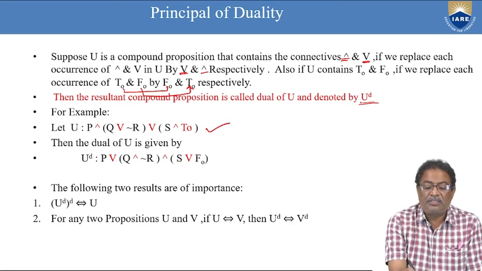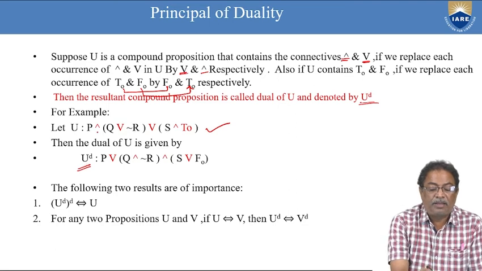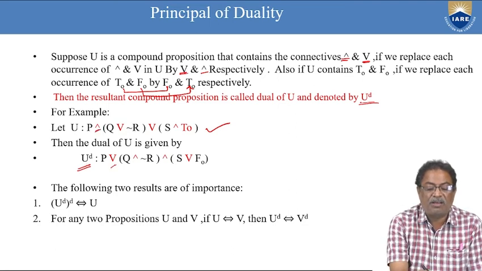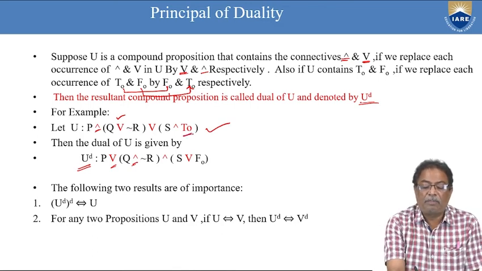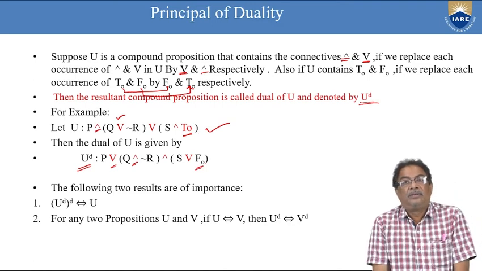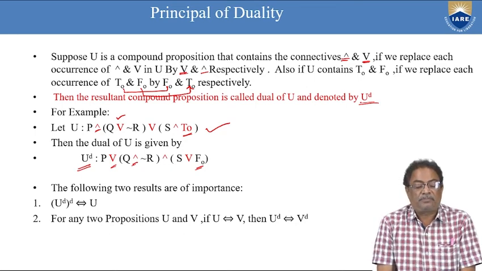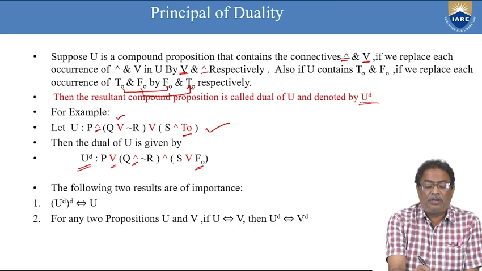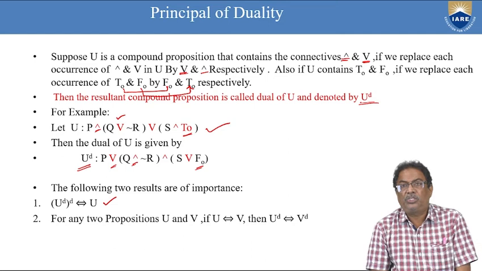So let us take the dual is represented with U power D, and here see this: AND is replaced with OR, OR is replaced with AND, negation is not changed, and true is replaced with false. So in this way we are going to get the dual of the given proposition. Now the dual of the dual is the original compound proposition.